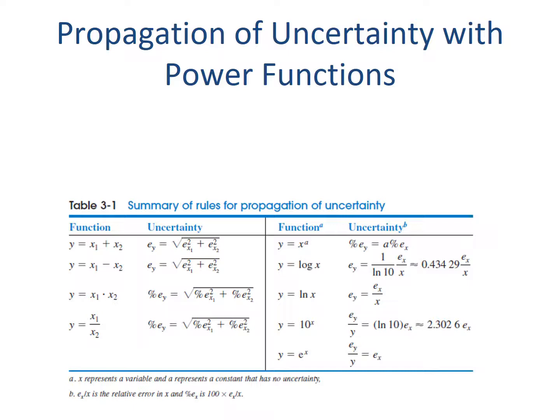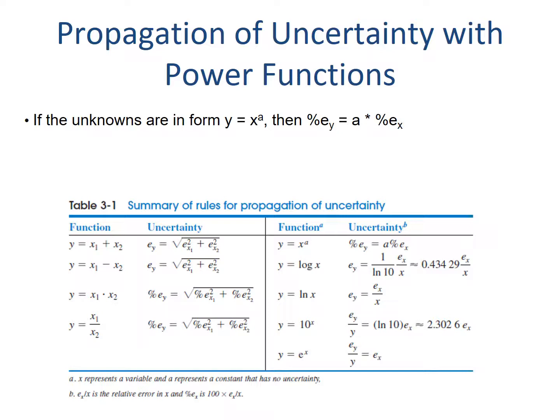Now, there are a lot of different rules for uncertainty. Obviously, we went over the addition and subtraction and the multiplication and division. This table sums up all of those. Typically, whenever we're doing something besides addition and subtraction, we're dealing with relative uncertainty. If we're dealing with power functions, we actually have a lot more complex rules.